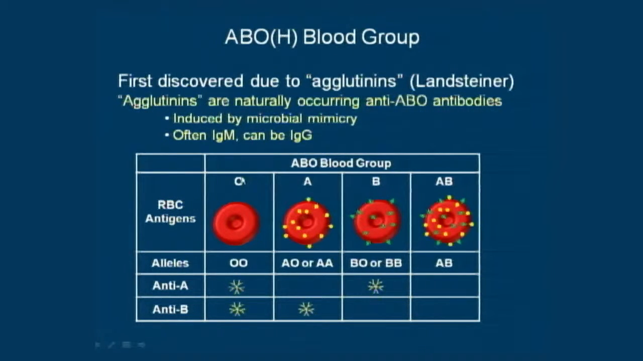And this is the reason we know about ABO, and this is where most of the thinking kind of stops. You're either O, or you're A, or you're B, or you're AB, and that's it.